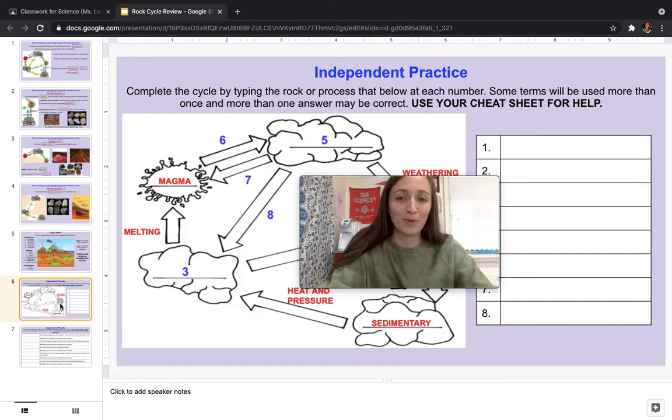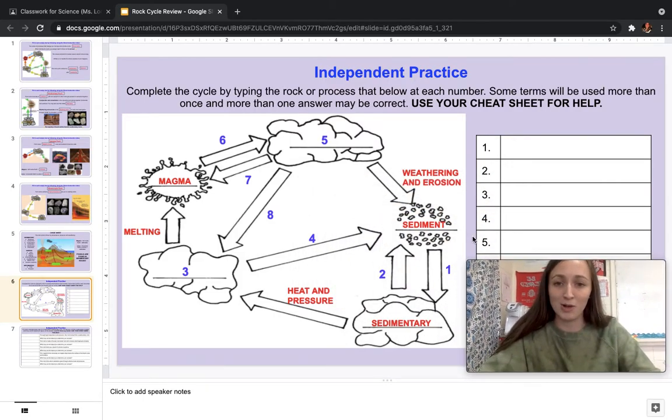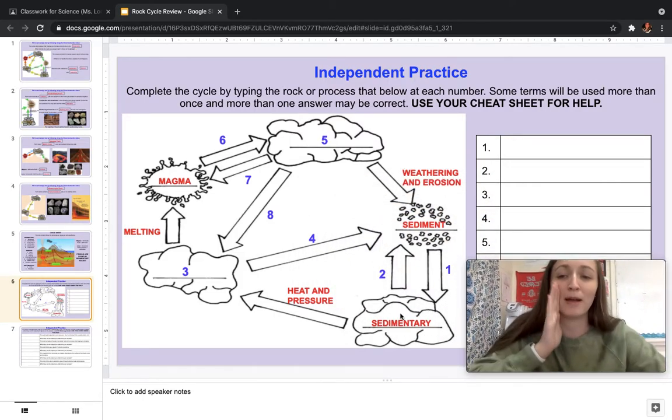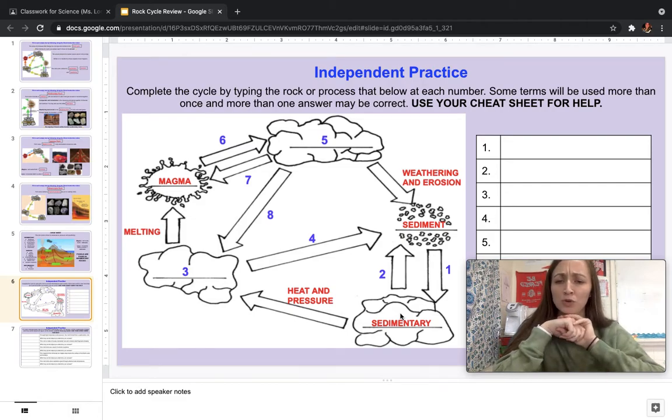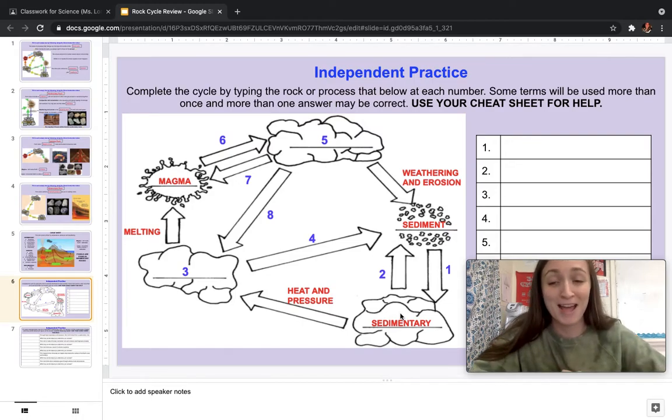Now, of course, we remember we have our independent practice. With this right here, we have a rock cycle, but it is incomplete. You might recognize this because we've already done this assignment a long time ago when we first covered the rock cycle, but we didn't do as well on it as I wish we would have. So we're going to do it one more time. I think we're more prepared this time.